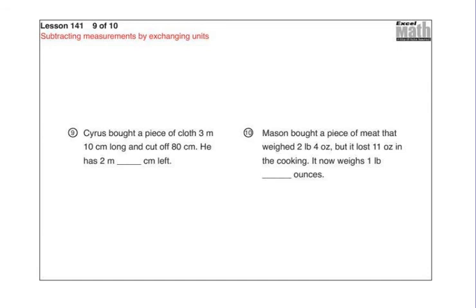Number 9, Cyrus bought a piece of cloth 3 meters, 10 centimeters long and cut off 80 centimeters. He has 2 meters blank centimeters left. And so we're going to do 3 meters, 10 centimeters, and he cuts off 80 centimeters. So we're subtracting here. Again, we can't do 10 minus 80.